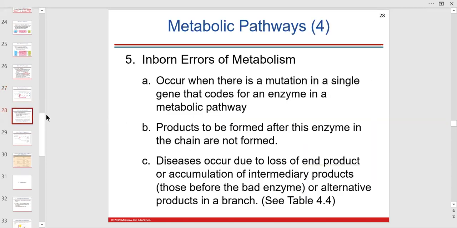Okay. Now errors in metabolism. Basically, we're talking about mutations. Right, mutations here, something that went wrong in the machinery of transcription that built the protein to begin with. And it could be located on a single gene.